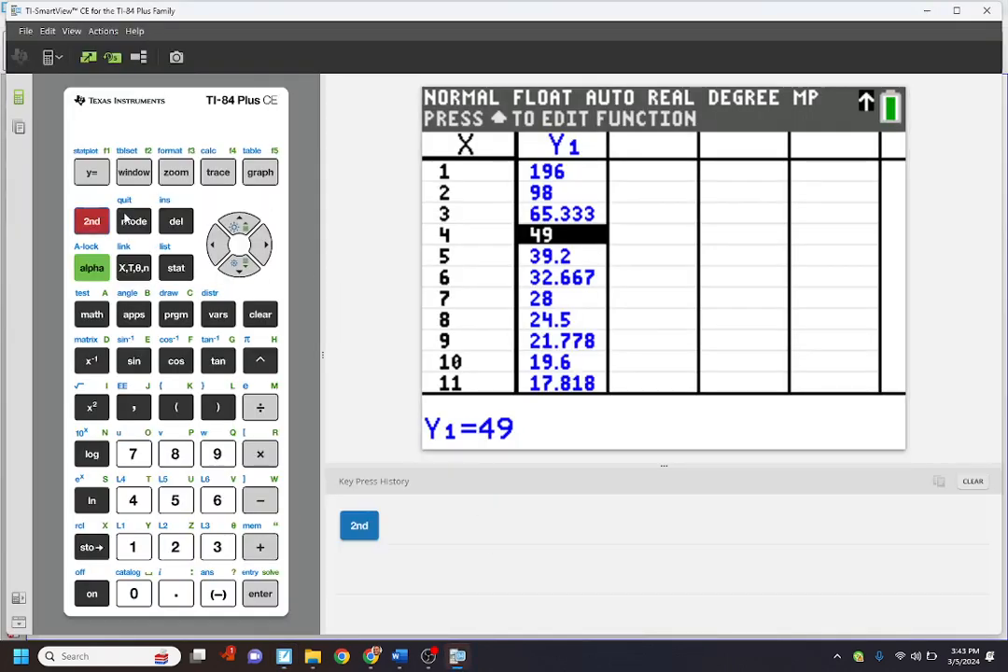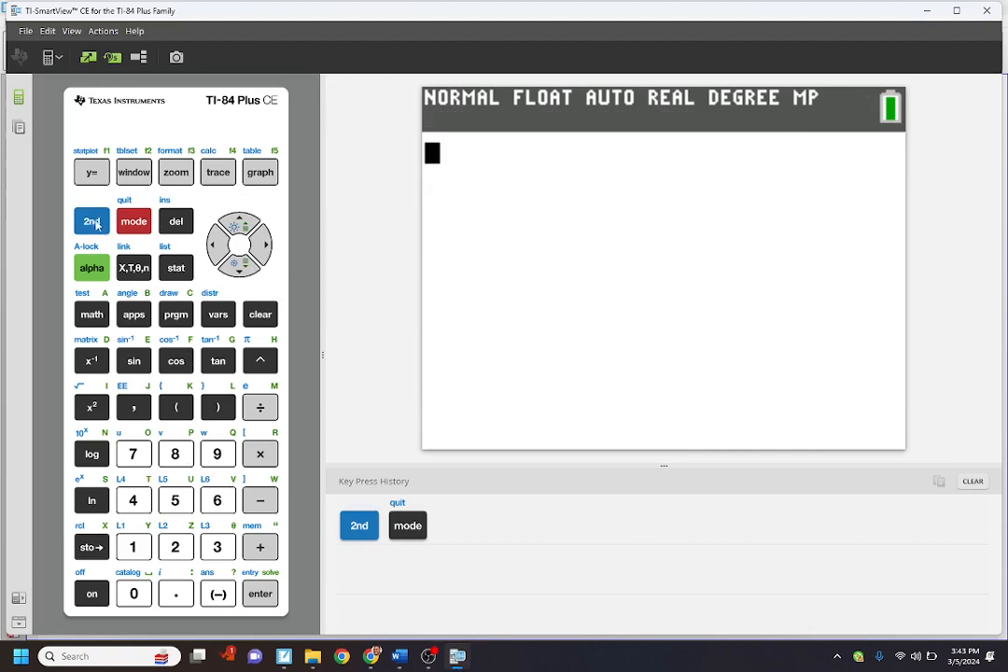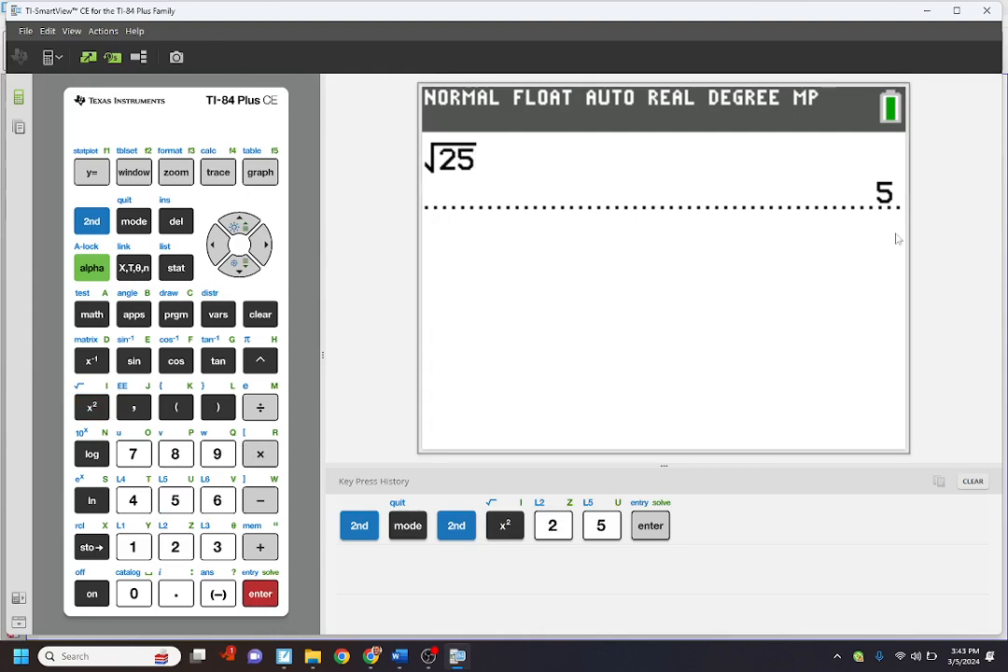If you need to do a square root, you click second, and then from 7 you go up and left to x squared. So if I want the square root of 25, that should give me 5.